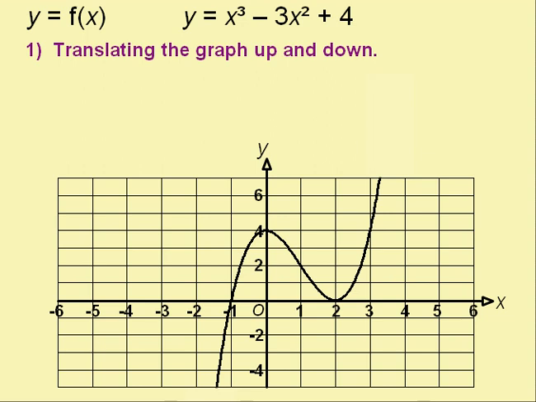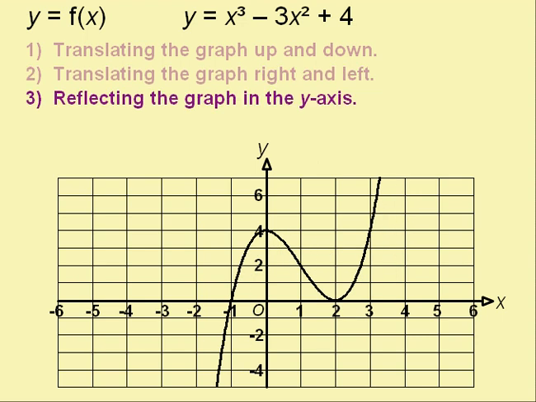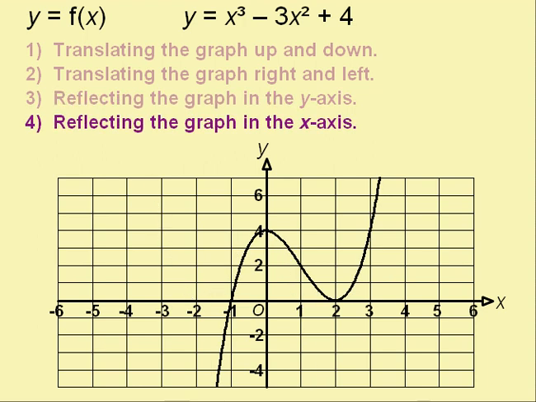There are 4 different transformations that we're going to be looking at. The first one is translating the graph up and down. The second one is translating the graph right and left. The third one is reflecting the graph in the y-axis. And the fourth one is reflecting the graph in the x-axis.